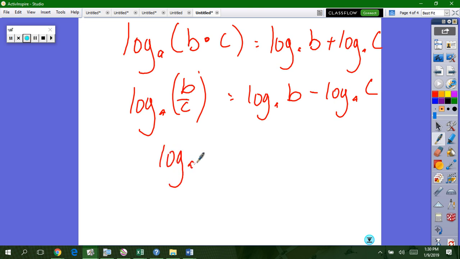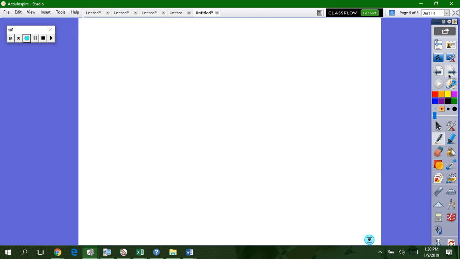What do you guys think of log base A of B to the C? Multiply. So what it's going to be is C times log base A of B. That C gets pulled out front. It's just multiply, you bring it out and multiply your logarithm by that power. I'm going to show you in just a second why it works. Would you guys agree?